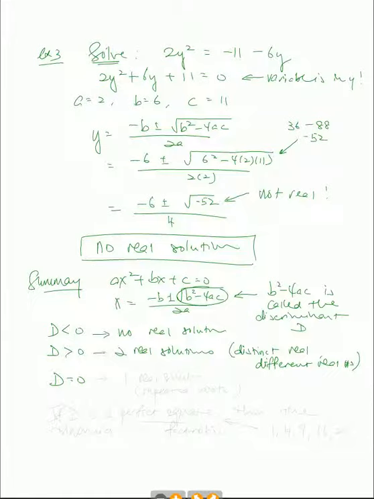So this D tells you a lot of things, right? When it's less than 0, it tells you there's no solution. When it's more than 0, there's 2. And when it's equal to 0, it tells you there's one real solution, or equivalently, we call them repeated roots, meaning the 2 solutions are really the same thing.